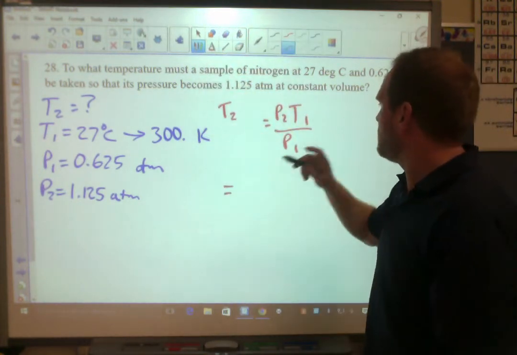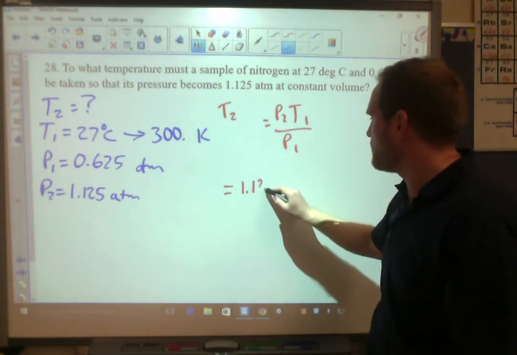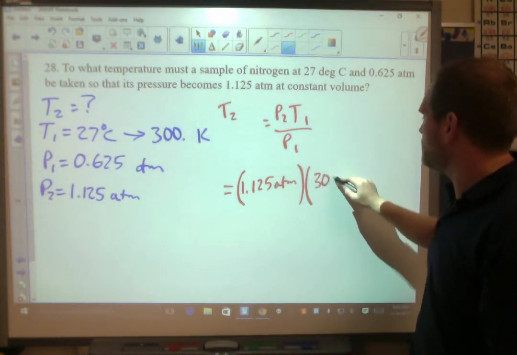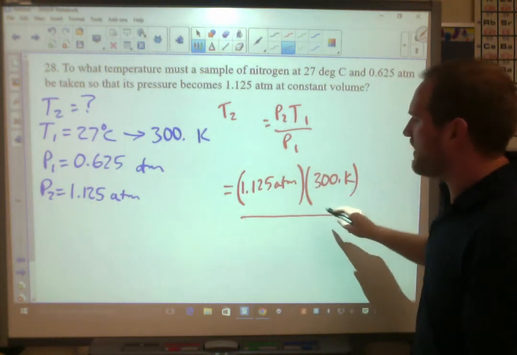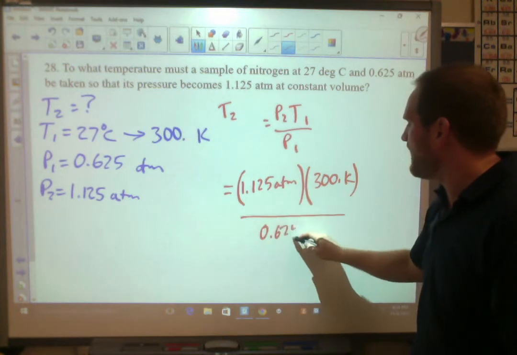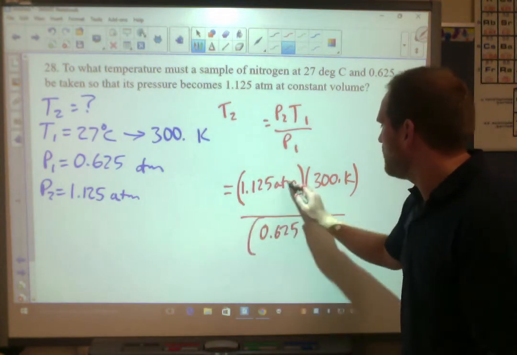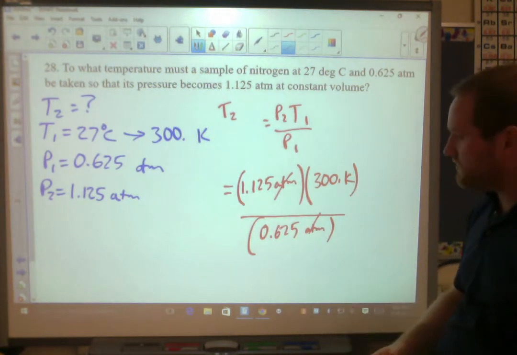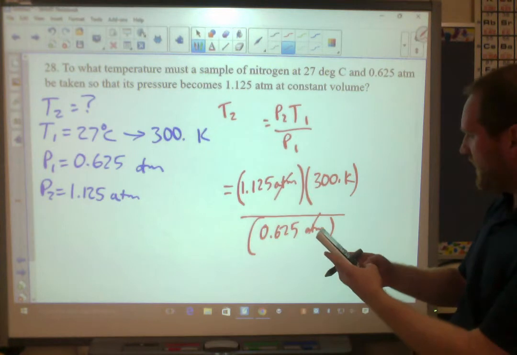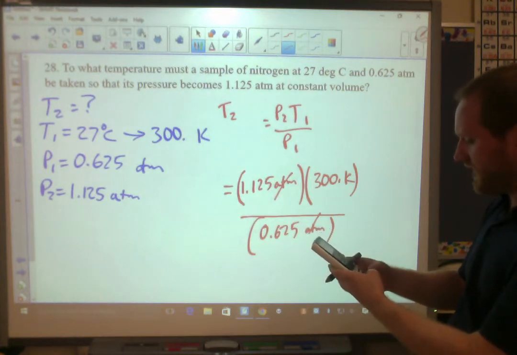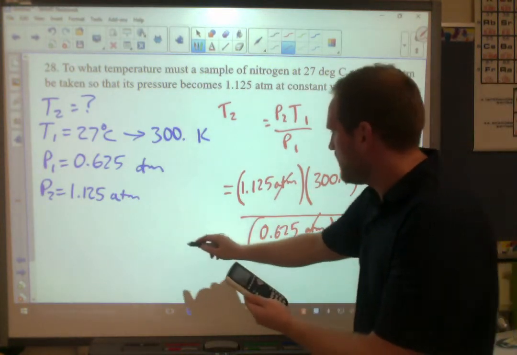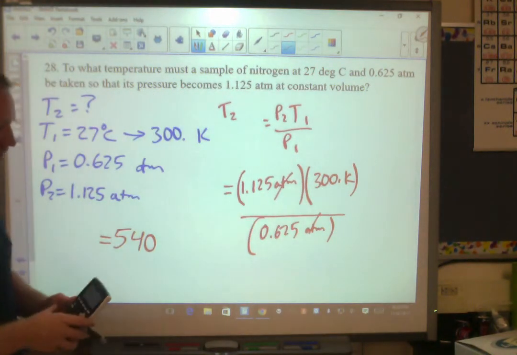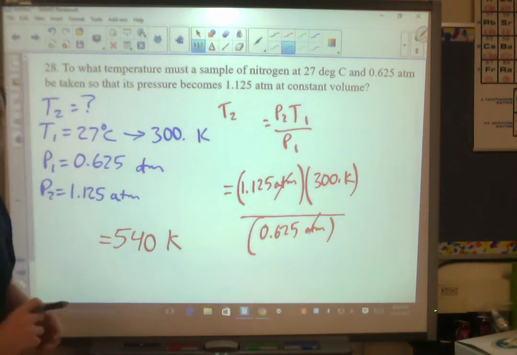Let's solve. So T2 is going to be P2, 1.125 ATM, times T1, which is 300 Kelvin, divided by P1, which is 0.625 ATM. ATM cancels ATM. My unit is Kelvin. Does that make sense for T2? Yes, it does. 1.125 times 300, divided by 0.625, equals a final answer of 540 Kelvin.